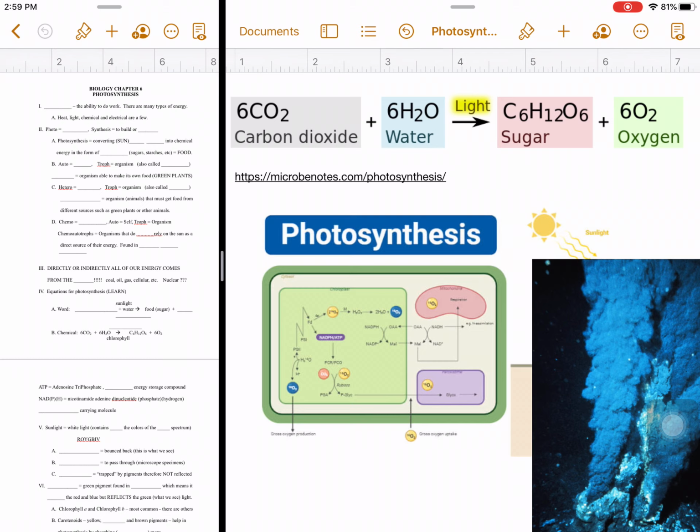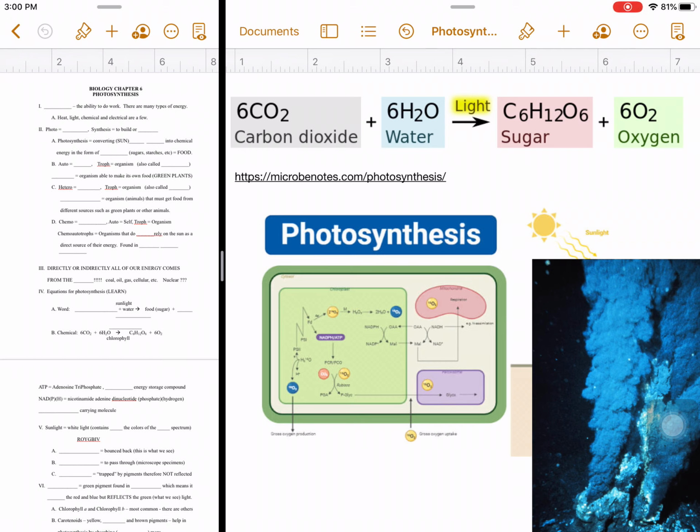There are many types of energy. There's heat energy, light, chemical, and electrical, just a few types of energy. In photosynthesis, we take light energy and we're going to build molecules. So photo means light, synthesis means to build or to make. In photosynthesis, we're converting sunlight energy into chemical energy in the form of carbohydrates, which are sugars or starches, etc. That's mainly food.